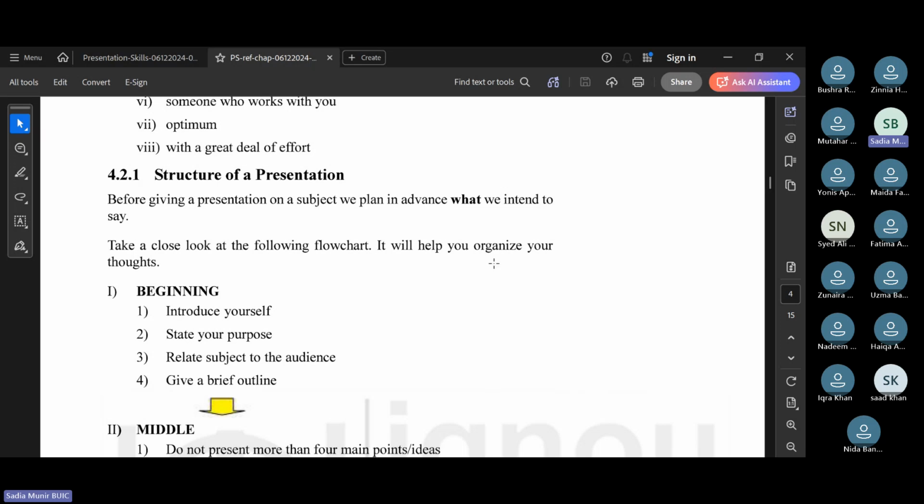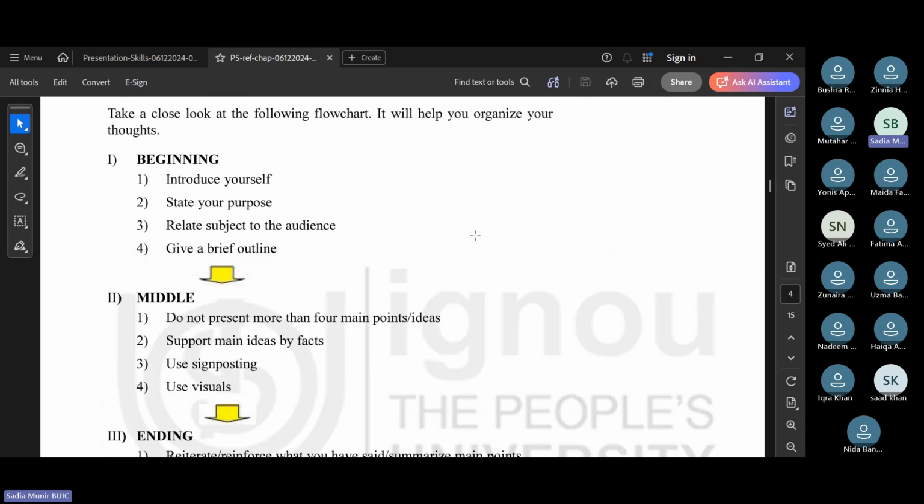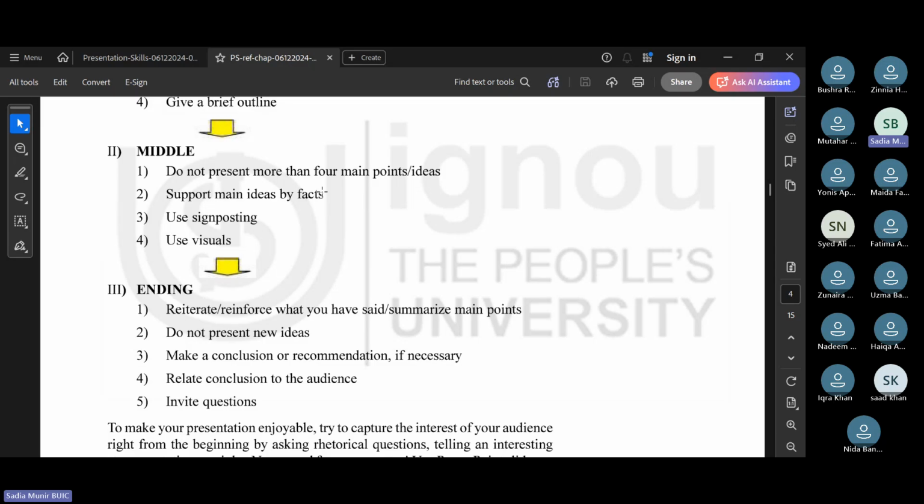Then comes the structuring of the presentation. सेम स्ट्रक्चर है. We have beginning, middle and ending. In the beginning, you introduce yourself, you tell about what is the purpose, what are you going to talk about, you probably should give a brief outline of your entire talk. Then in the middle, of course, do not overburden the pointers, do not provide audiences with cognitive overload, use signposting, use visuals. Instead of reading from the material blankly, use information this way, जैसे यहाँ पर बनी हुई है. And then the ending is there.